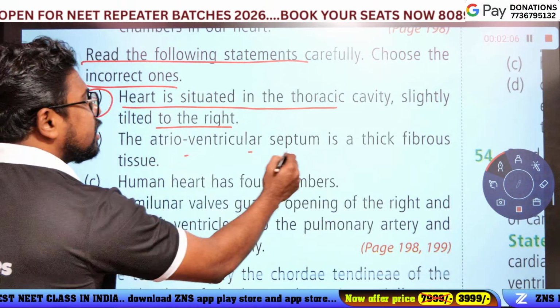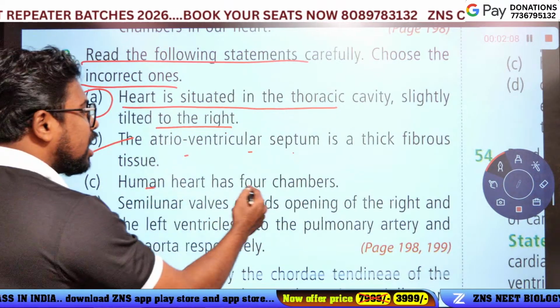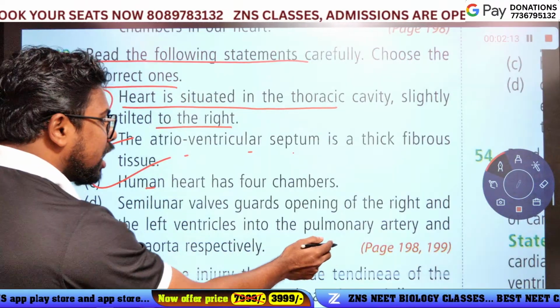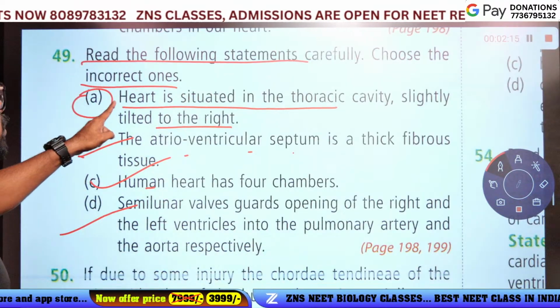The atrioventricular septum is thick fiber, which is correct. The human heart has 4 chambers, which is correct. The semilunar valve opening from the right and left ventricle into the pulmonary artery and aorta is correct. So confirm option A is the answer.